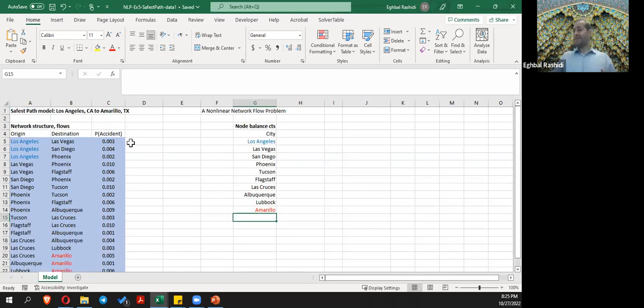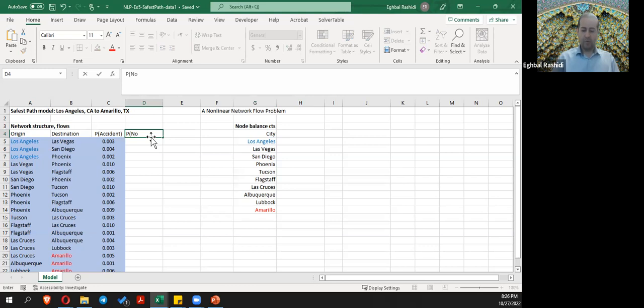So we said that we want to maximize the probability of having no accident, and these are actually the probabilities of having an accident. So we need to find the probability of not having an accident. Okay? So the probability of no accident.